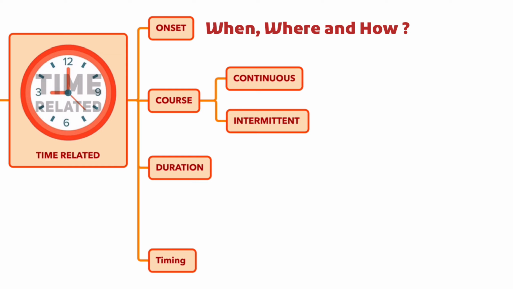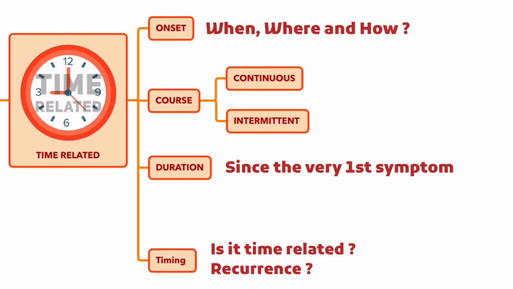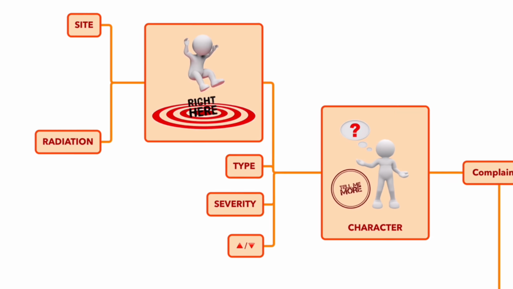Next is the duration. So we spoke about the onset, course, then duration, and we calculate duration since the very beginning, when the very first symptom appeared. Then timing, that means recurrence. Does it recur at a certain time, or is it related to certain circumstances, like for instance when the patient wears a certain type of leather or linen, which is a contact type of symptom, or only at night like asthma, or related to exertion like heart problems, etc.